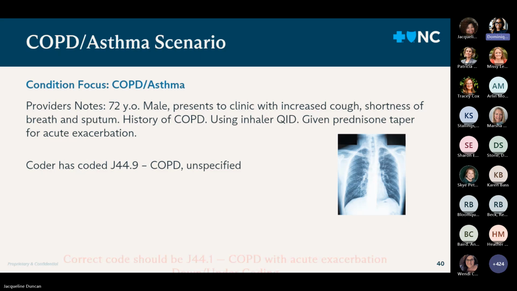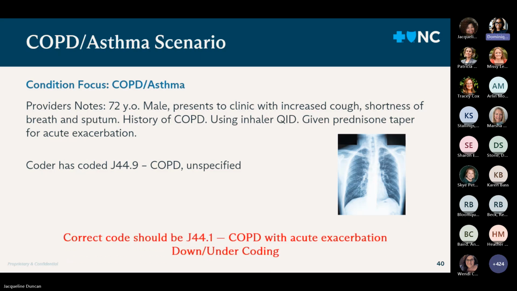That documentation supports J44.1, COPD with acute exacerbation, and if you said downcoding or undercoding, you are correct. Many coders or EHR defaults assign J44.9, COPD unspecified, thinking it's safer. So when you undercode or downcode COPD, you're not just losing reimbursement, you're also misrepresenting clinical severity. Teach providers to include clear language like stable COPD, no exacerbation, or COPD with acute exacerbation treated with a steroid taper.